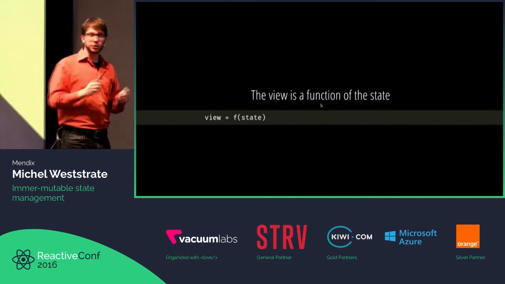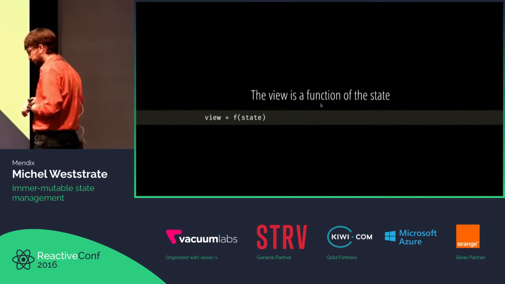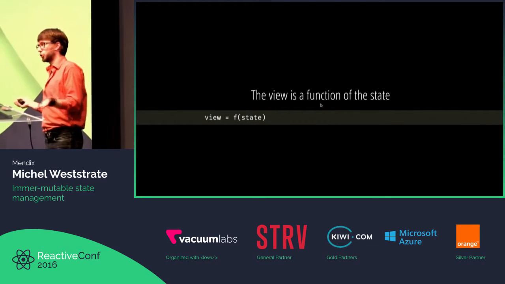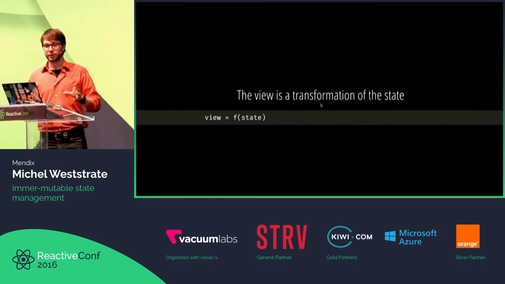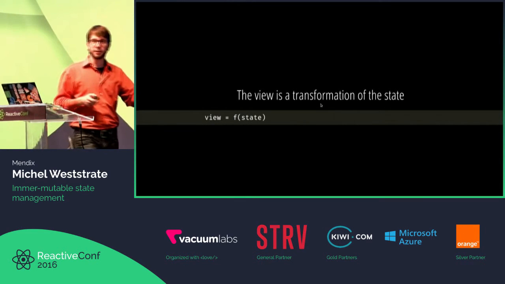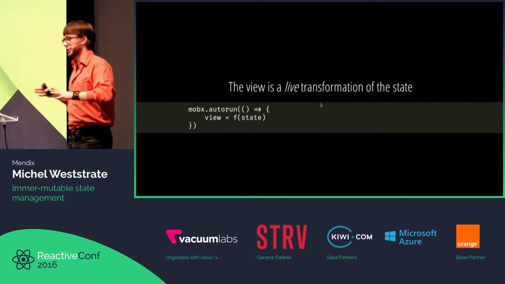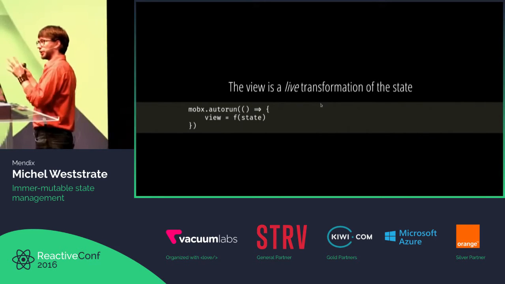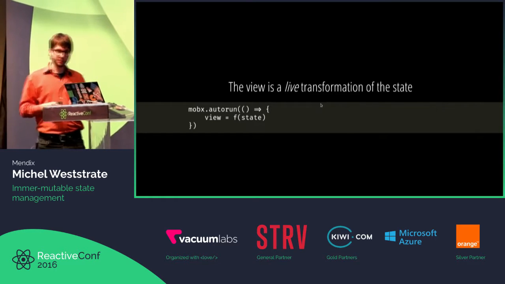So they've told you that the view is a function of the state. And that's true, but I'm not satisfied by that. Actually, what I want is that the view is a transformation of my state. And not just a transformation, a live transformation. If it's just a function, I'm still responsible of invoking that function.